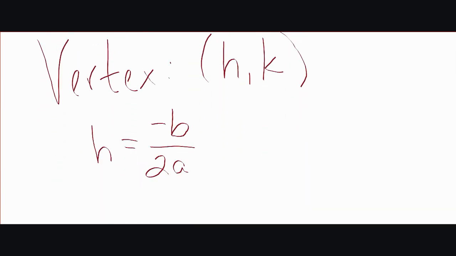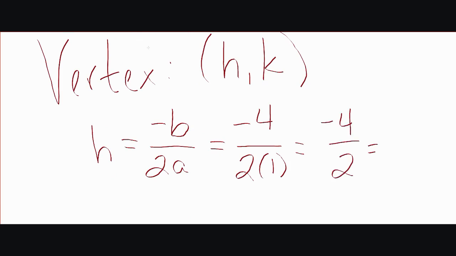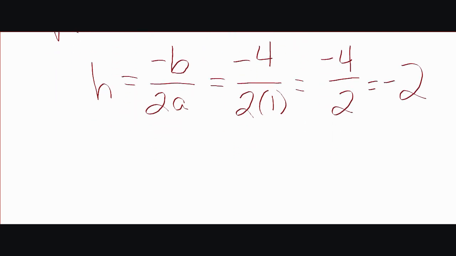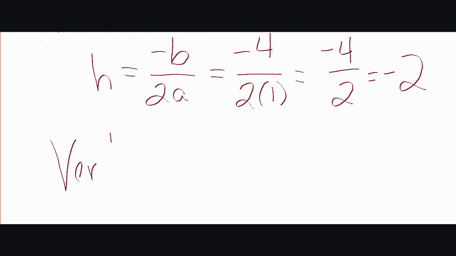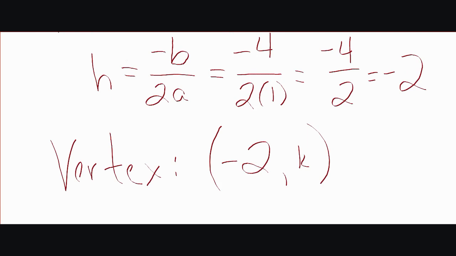Now that we have that, we can plug that into our equation for h. H is given to us by negative b, so negative 4, all divided by 2 times a, which was 1. So negative 4 divided by 2 times 1 is negative 4 divided by 2, which is negative 2. So we have that h is negative 2. What does that mean? Well, remember, my vertex is h comma k. That means I have negative 2 comma k. I have half my vertex. Now I just need to find k.